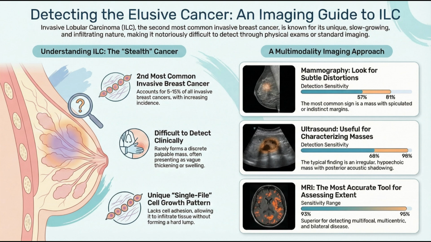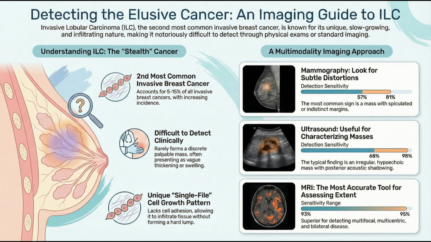That delayed diagnosis risk is what makes this so crucial for you, the listener. If this cancer is so common, why is it so hard to spot? Okay, let's unpack this. What is the fundamental difference in the biology of ILC that makes it so tricky compared to, say, invasive ductal carcinoma, IDC, which usually forms a nice, solid lump?